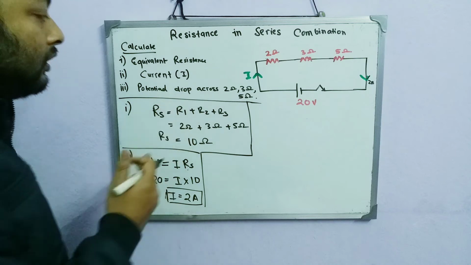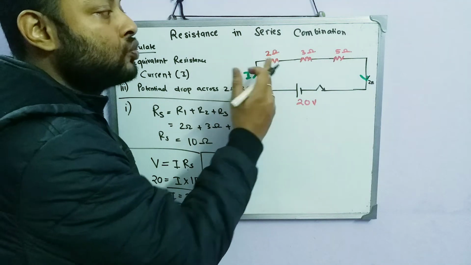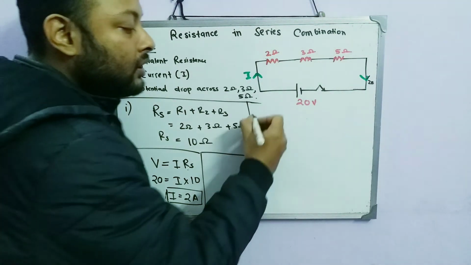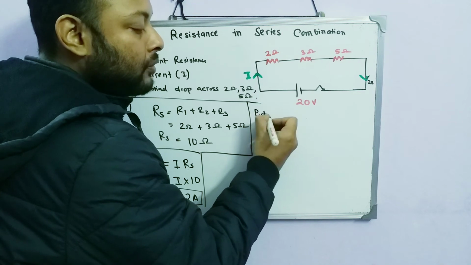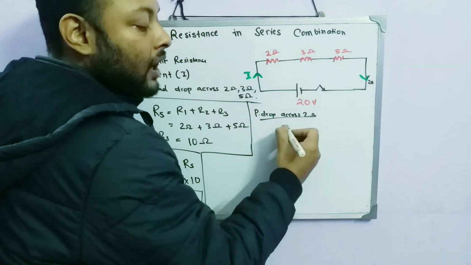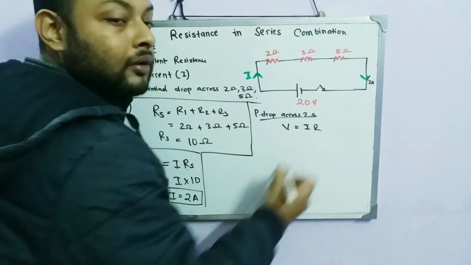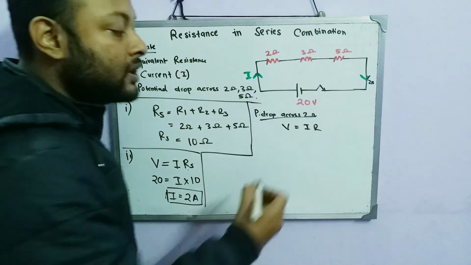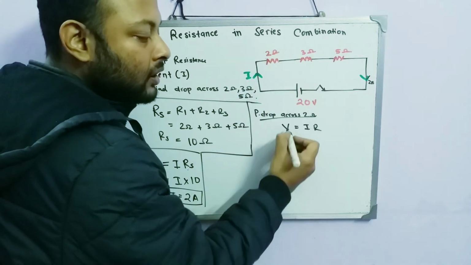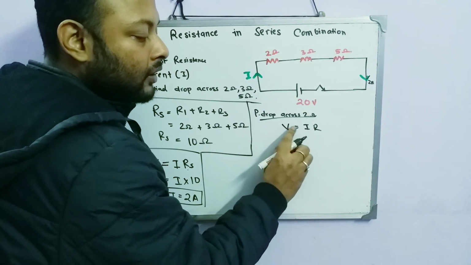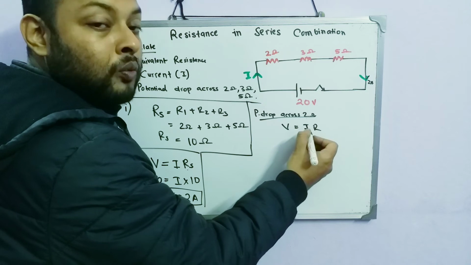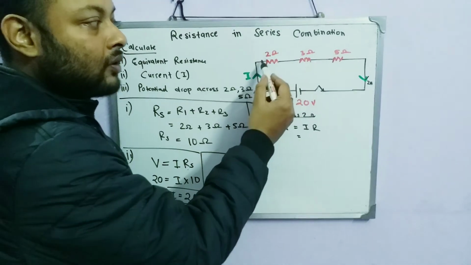Now the last question: potential drop across 2 ohm, potential drop across 3 ohm, potential drop across 5 ohm. So potential drop across 2 ohm, how will I get it? I'll use V is equal to IR. Simple. But over here, this V is not 20 volt. This V is the potential drop across 2 ohm. But see, what current is flowing? 2 ampere current is flowing across this 2 ohm resistor.